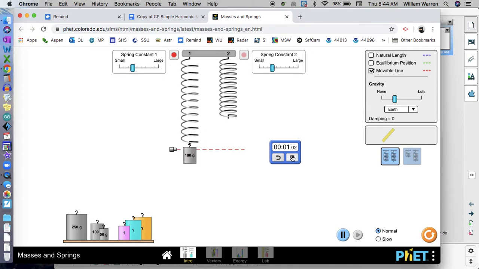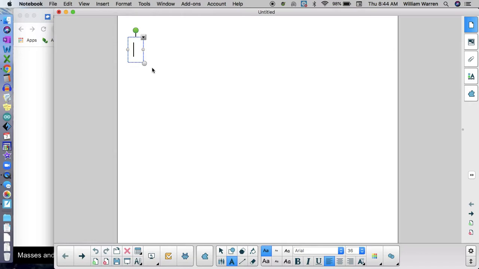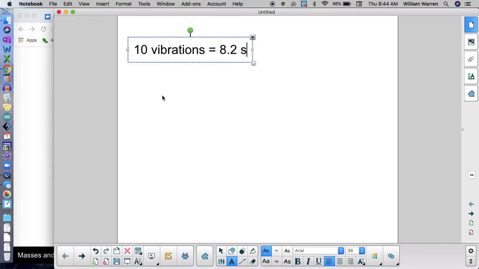Start. 1, 2, 3, 4, 5, 6, 7, 8, 9, 10. See, it's just slightly different. I got it about 8.2 seconds for 10 vibrations. Okay, I'm going to go write that down just to keep my head clear here. 8.2, so 10 vibrations equals 8.2 seconds. Well, great.